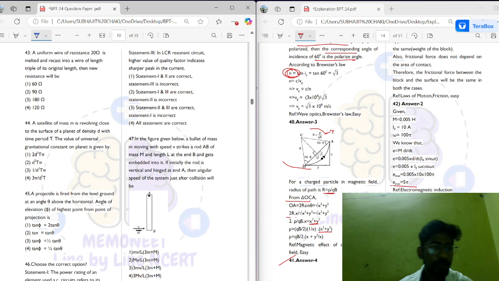R2 equals 9 into 20, that means the answer will be 180. The option number 3 will be the correct answer.